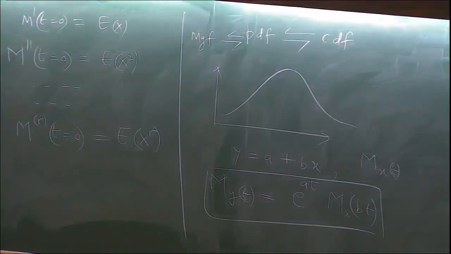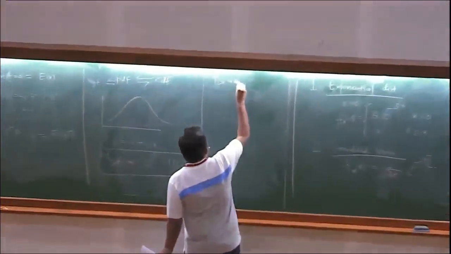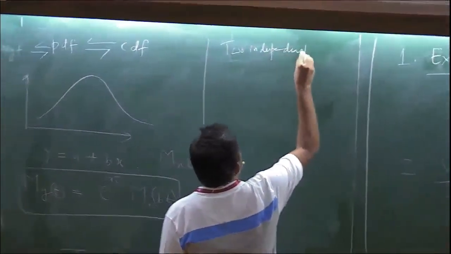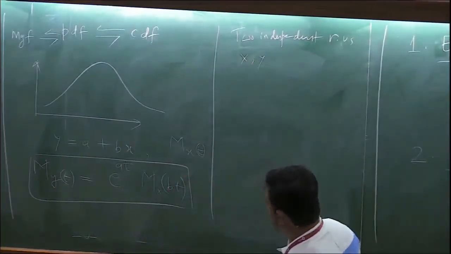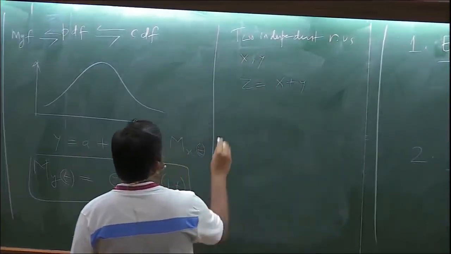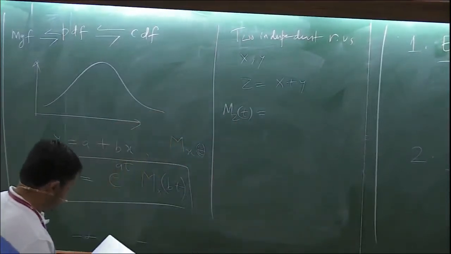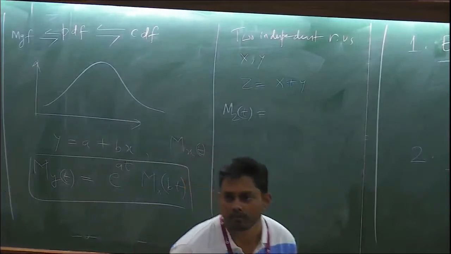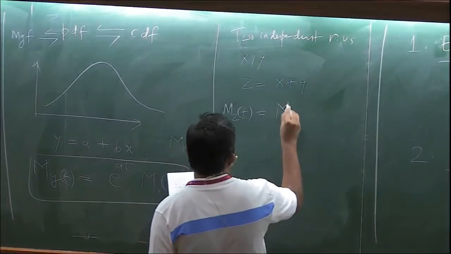So if you have two independent random variables, or one can generalize this to n random variables, x and y, and you look at the sum of the two independent random variables, the moment generating function for the sum will be the product of the moment generating functions for the individual variables.